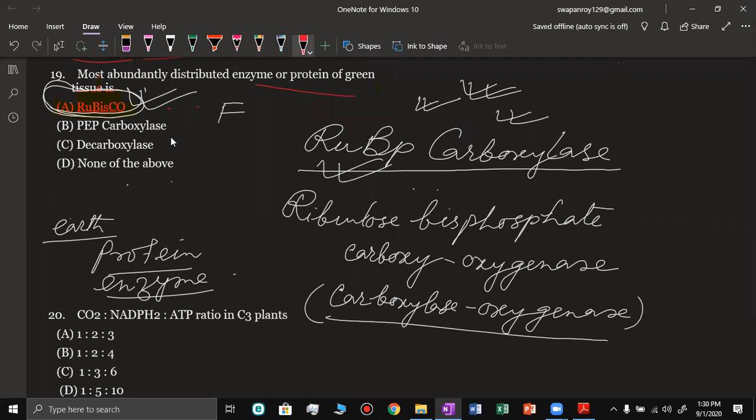PEP carboxylase is, of course, another enzyme which takes part in photosynthesis, but that is only for the C4 plant. Decarboxylation means removal of carbon dioxide from a carbon compound. But the carboxylase is for the addition of carbon dioxide to a compound.